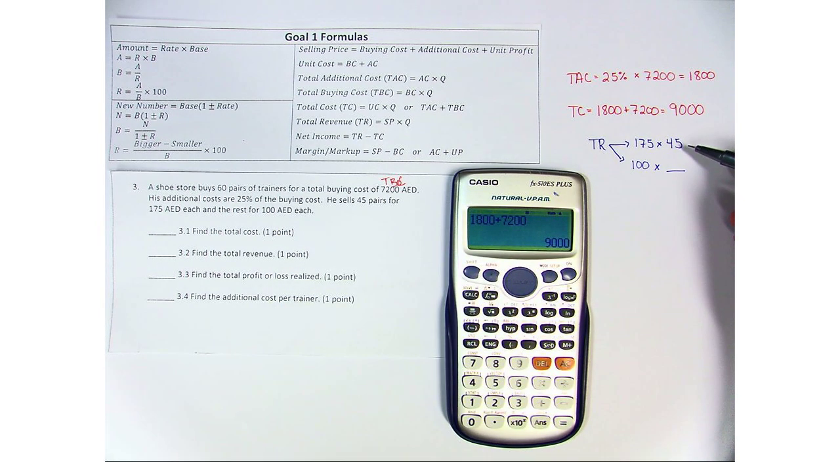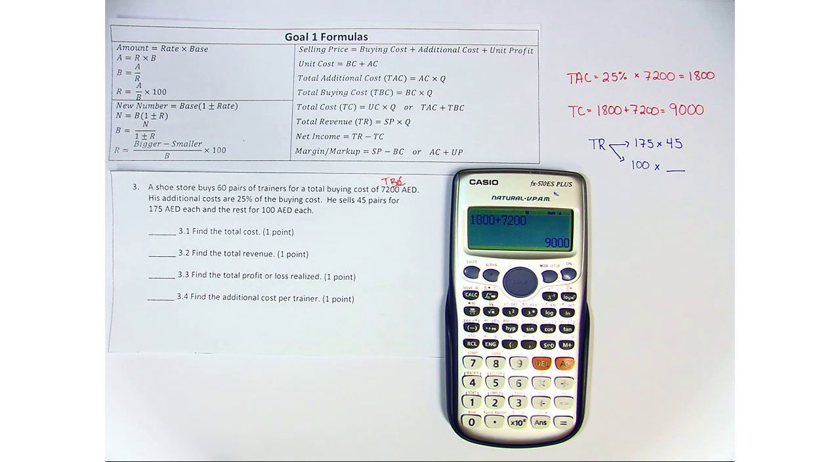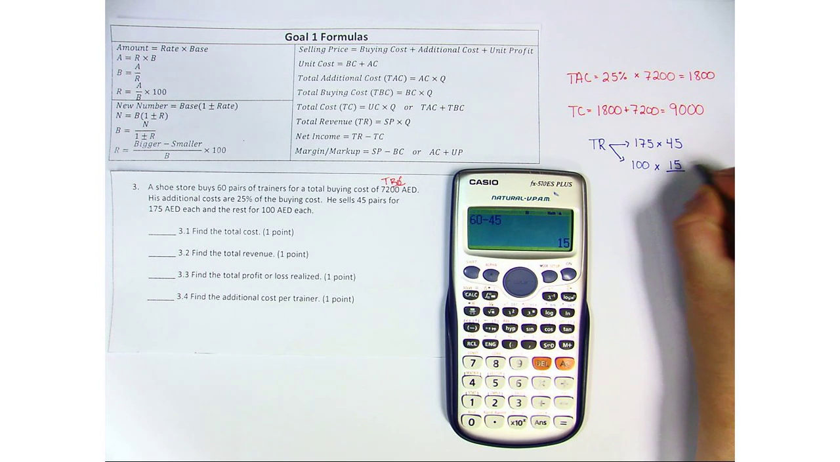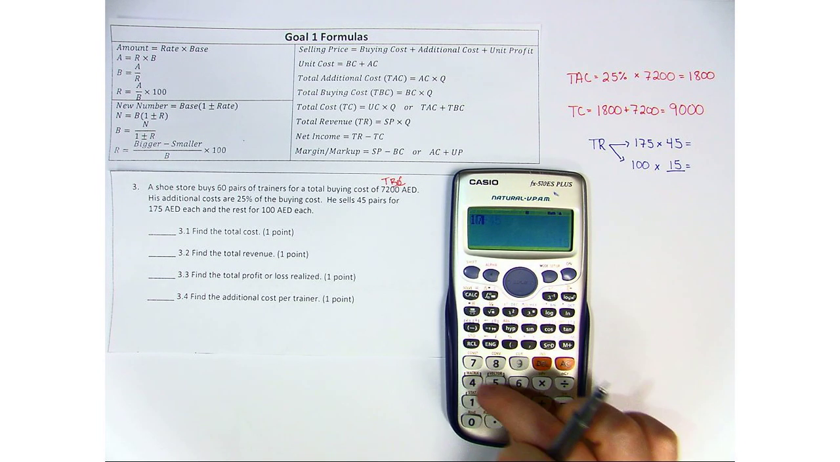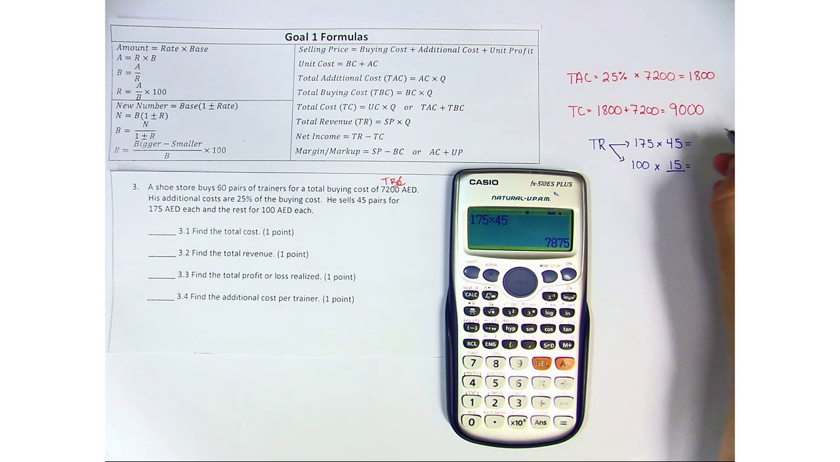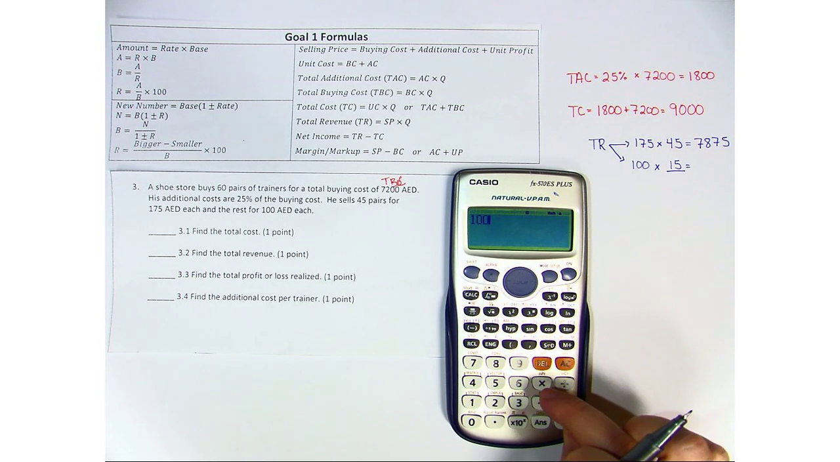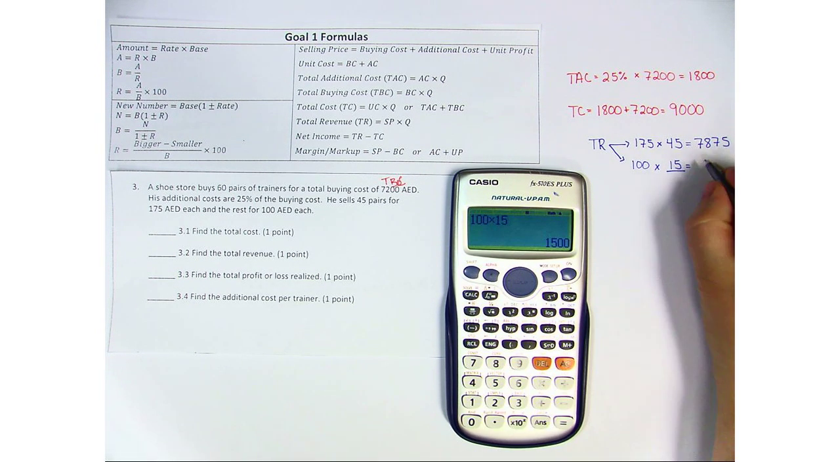Now, he has sold 45. He had 60 pairs of trainers to start with. So that means that of the 60 he had, 45 of them are gone, leaving the rest at 15. So in the first sale, he sold 175 dirhams for each one. He sold 45 in quantity, which means that at the first sale he made 7,875 dirhams. Now in the next sale, he sold them for 100 each, but he only sold 15 of them, meaning he made 1,500 dirhams.